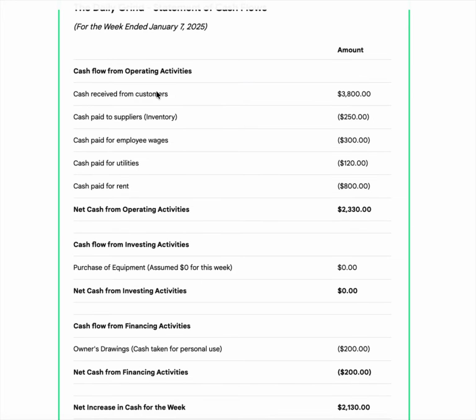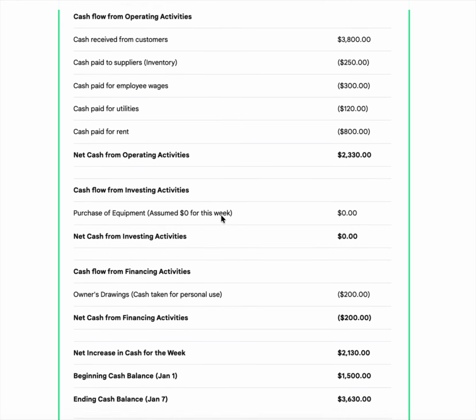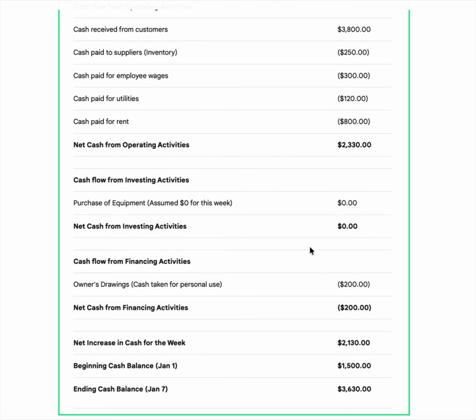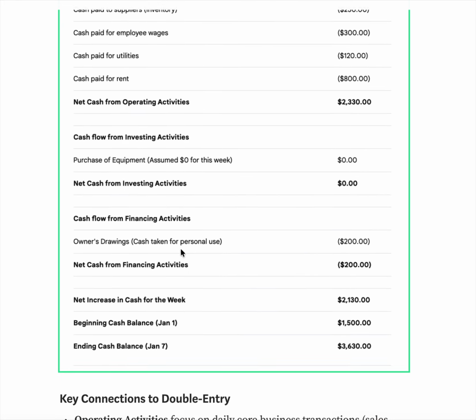Operating activities: cash received from the customer 3,800, cash paid to suppliers for inventory 250, right? Cash paid for employee wages 300, cash paid for utilities 200, cash paid for the rent 800. So cash from the operating activities is 2330. And then cash from the financing activities 200.